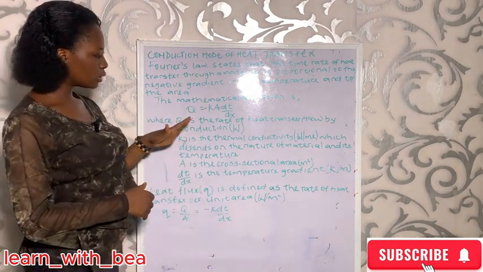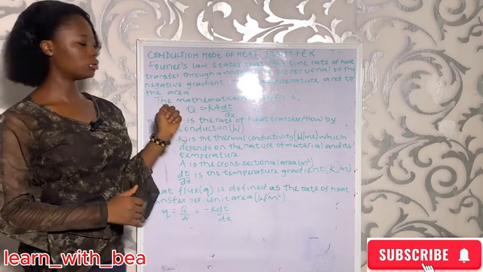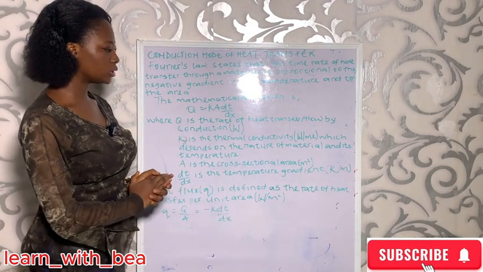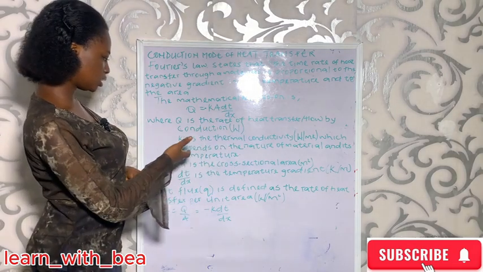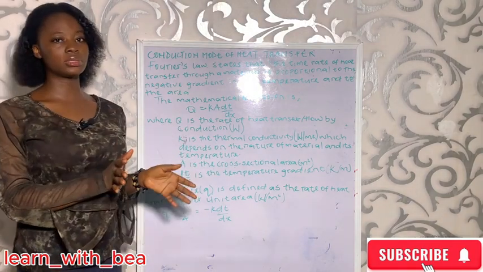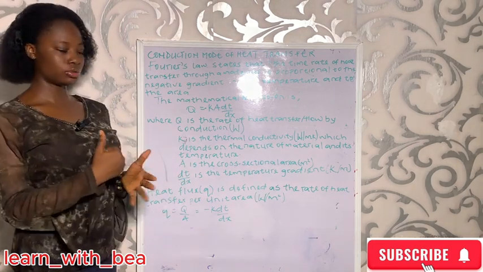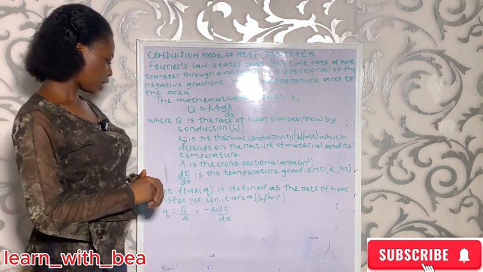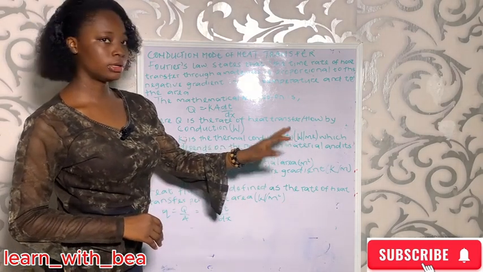So our Q is the rate of heat transfer or flow by conduction, and it's usually in watts. Our K is the thermal conductivity, which is usually in watts per meter Kelvin, and it depends on the nature of the material and its temperature. So this K is not a constant. A is the cross-sectional area, which is in meter square, and our dT over dx is the temperature gradient, which is in Kelvin per meter.